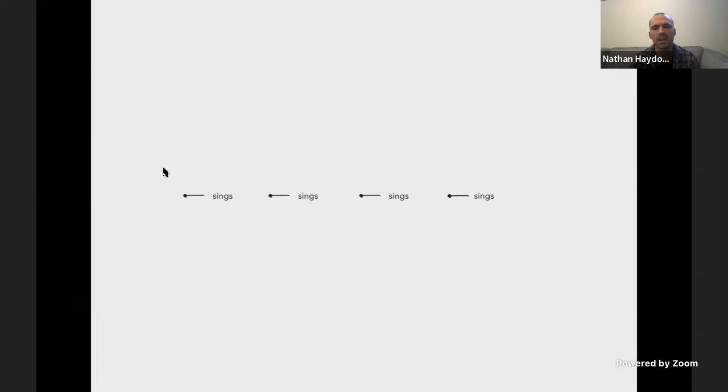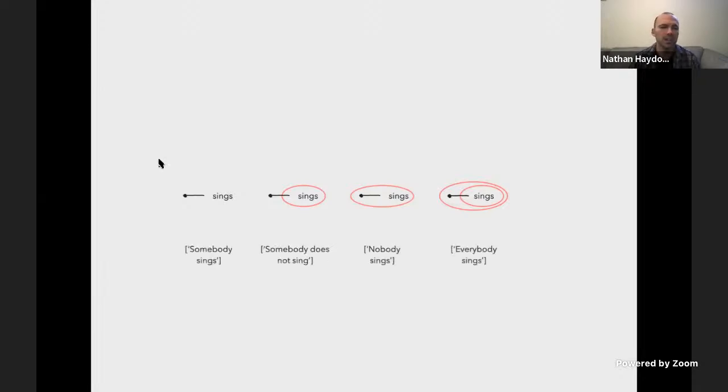And when we combine that now with the cut from before, we can generate expressions with quantification. So we have somebody sings on the left, somebody does not sing with the negation here in the center left. Center right is nobody sings. And then everyone's favorite here, everybody sings on the right. So within a cut context, this line, this existential quantification, because it's negated, becomes a universal quantification.